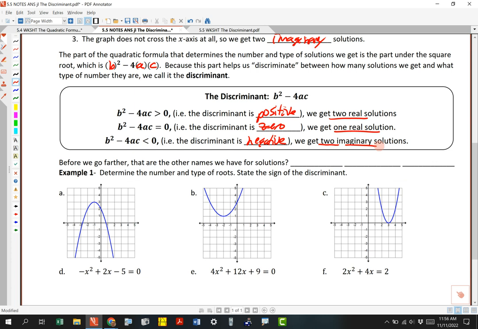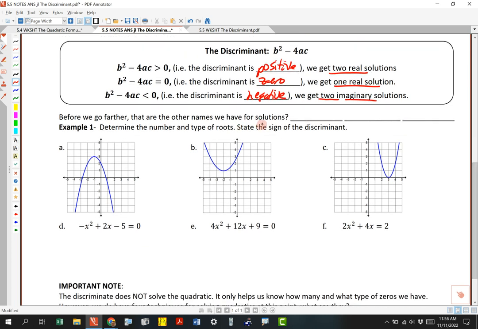Okay, got it? All right, so before we go any further, I just want to make sure we're all clear on this. What are the other names for solutions? Colson, give me one. Roots. What's another one? Zeros. What's another one? X-intercepts. Okay, so that's what we're trying to find here. So we can use those interchangeably.